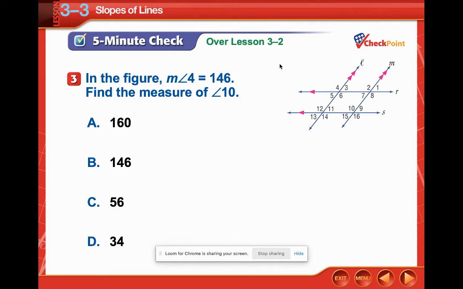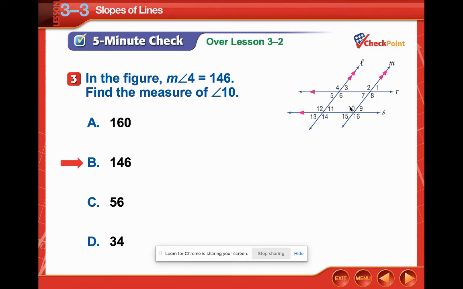So we know that the measure of angle 4 and the measure of angle 2 are equal because they're corresponding angles. So they're both going to be 146. Then we can also look down here between 2 and 10. They're both corresponding as well. So if the angle 2 is 146, that means the angle 10 is also going to be 146. So like I said, not much math involved. We can look at it, determine angle 10 is also a corresponding angle, and it's going to be 146 degrees.